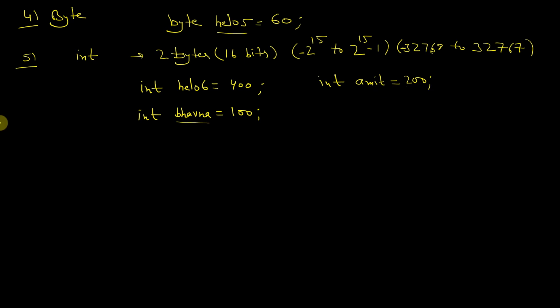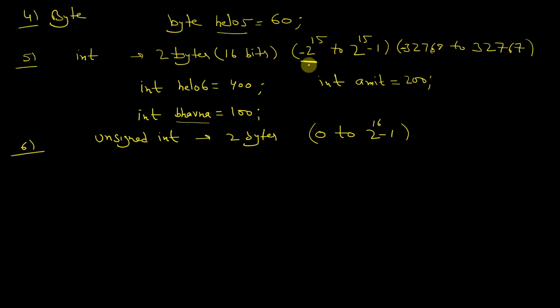Then the next one is the 6th one, that is unsigned int. Okay, so this is slightly different from that integer. Unsigned means values will be positive. So again it will take 2 bytes, so we will not have negative values here in the unsigned int. So values will be from 0 to 2 raised to the power 16 minus 1.